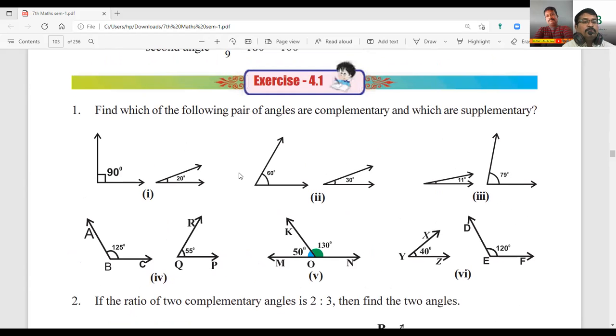They are not complementary, they are not supplementary. We can strike it off. If they are complementary angles, we need to write it like this. So 60 plus 30, it is complementary angles. We need to write like this, complementary. So 79 plus 11, no doubt about that, they are complementary angles.